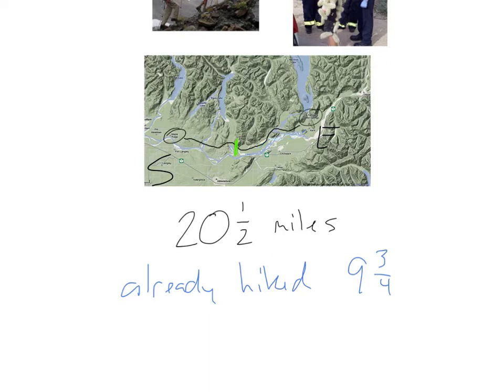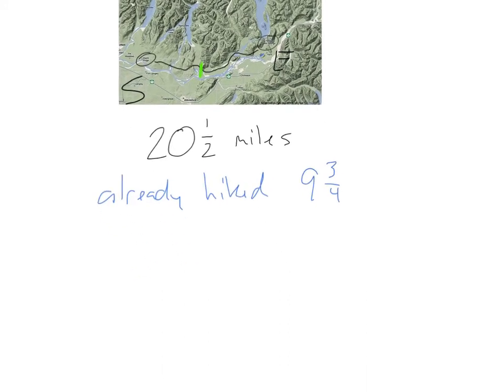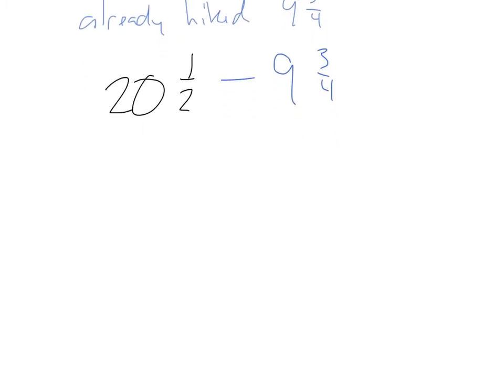We need to set up what kind of problem? A subtraction, right? So we have 20 and a half miles to go. We've already gone 9 3/4, so we've taken 9 3/4 away from our total distance. If we do this problem, we're going to get our distance left. So why don't you take a minute and solve this one. Pause the video, play it when you're done, and see what you get.